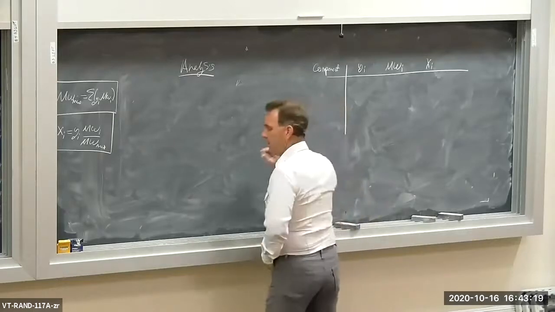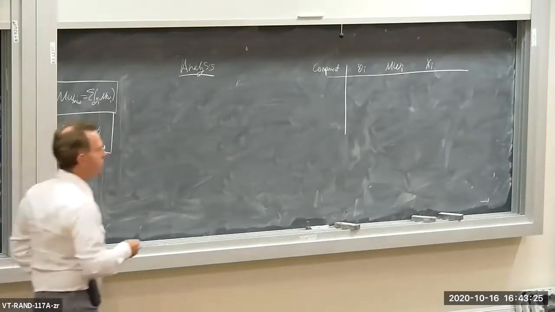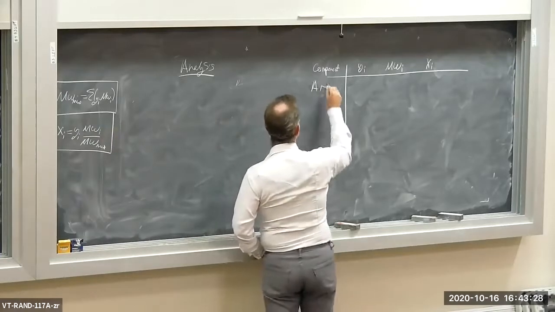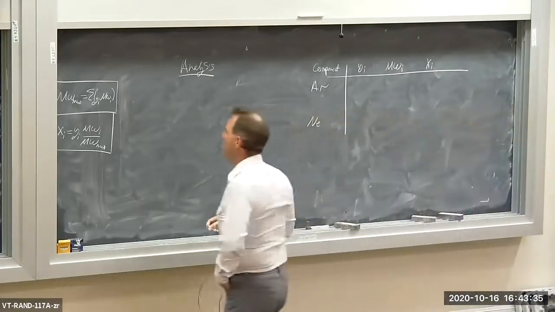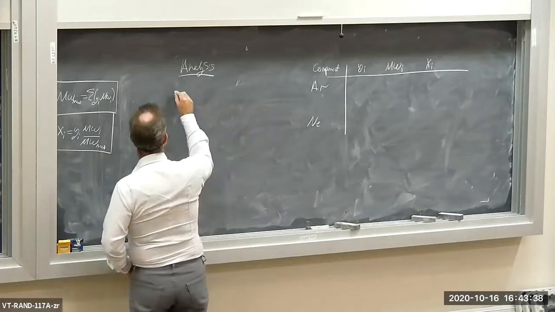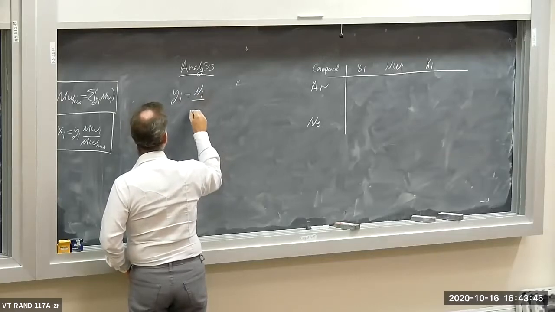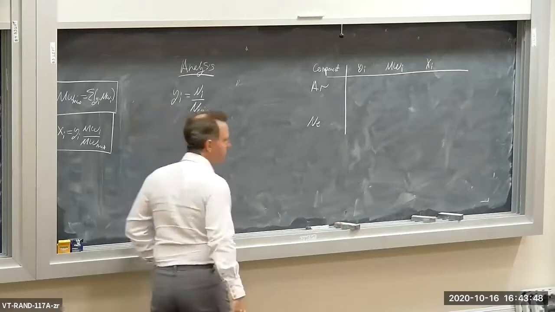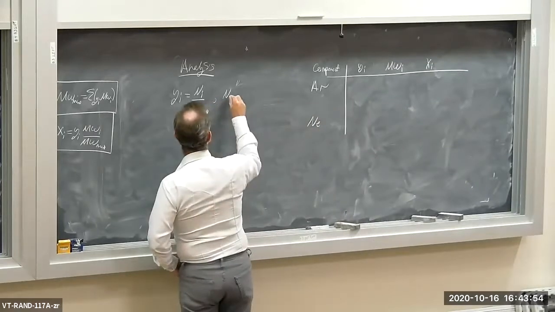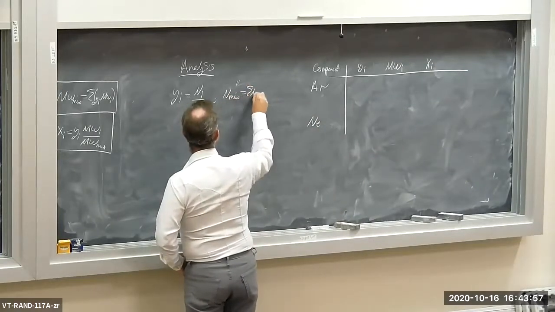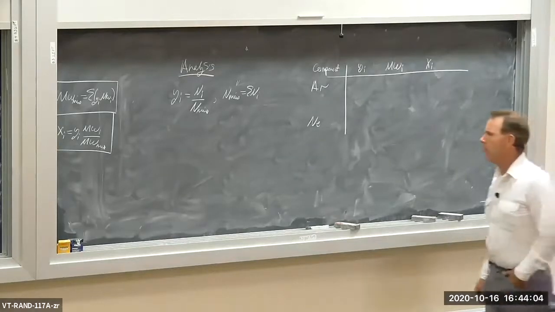I'll make sure I'm consistent with what I have in my notes here. Let's do the argon first and then the neon. So we have argon and neon, okay? So let's calculate the mole fraction for each component. The mole fraction for each component is the number of moles of component i divided by the number of moles in the mix. Now the number of moles in the mix is equal to the sum of the moles of each component. So N mix is equal to the sum of the number of moles for each component summed over all components.